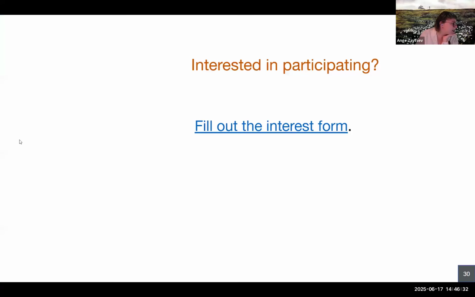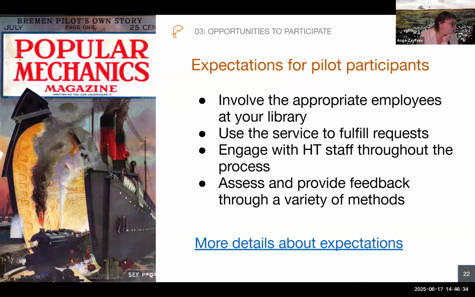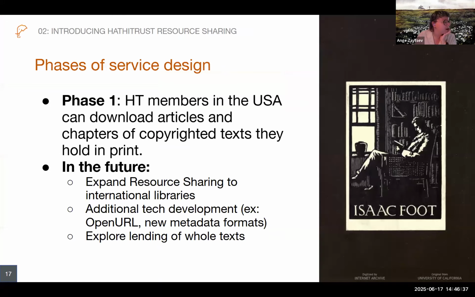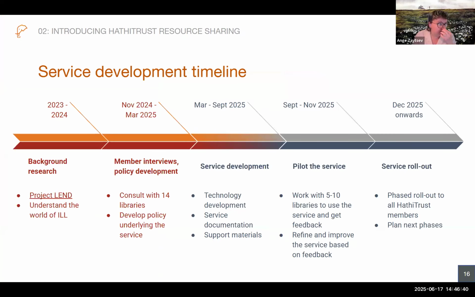Let me go back and show you the high scale timeline. So the pilot period itself would likely start in September. We're trying to avoid the busiest time of year for you all, which we hear is the beginning of the term. So probably start sometime in September, and the pilot period itself will run for about 2 to 3 months. And then the service will roll out to all HathiTrust members in a phased way, starting at the end of the year, 2025.